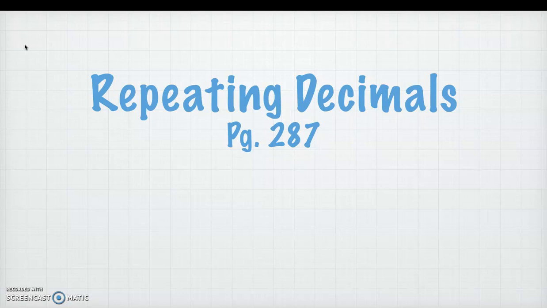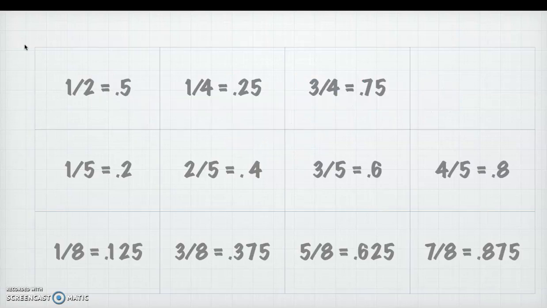So we are on page 287. One thing as a reminder, you do have to know the fractions and the decimals by memory. I have up on my screen: 1/2 equals 0.5, 1/4 equals 0.25, 3/4 equals 0.75, 1/5 equals 0.2, 2/5 equals 0.4, 3/5 equals 0.6, 4/5 equals 0.8, 1/8 equals 0.125, 3/8 equals 0.375, 5/8 equals 0.625, and our last one, 7/8 equals 0.875. You do have to know those fractions and the decimals by memory.